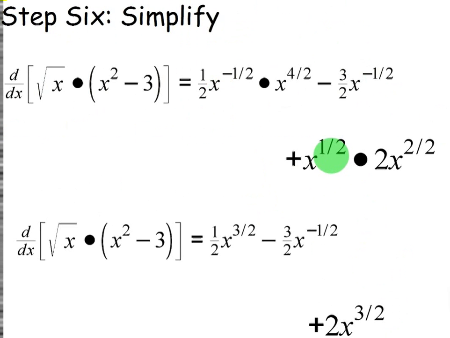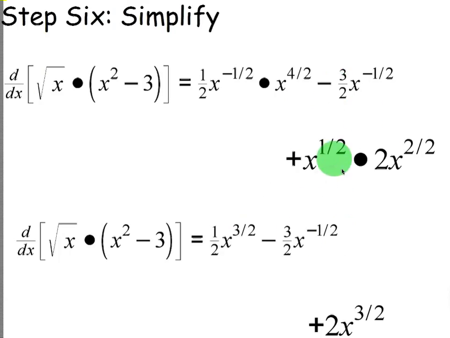And then again, we are converting the square root of x to x to the 1/2. Okay, so now we can add these two exponents. Negative 1/2 plus 4/2 is 3/2. That's simple, so we have 1/2 x to the 3/2 minus 3/2 x to the negative 1/2.